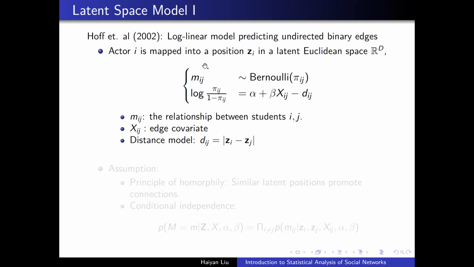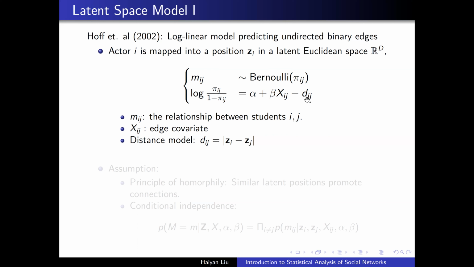Now, in the latent space model there is another very important component, which is the latent space. The latent space model assumes that each actor holds a position zi in a latent Euclidean space with d dimensions. Some actors will stay closer to each other, while others will stay relatively further away from each other. So the closeness of two actors in the latent Euclidean space predicts how likely they form friendship or connections in the manifest social network.